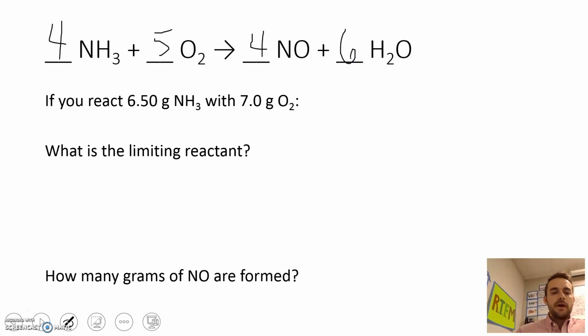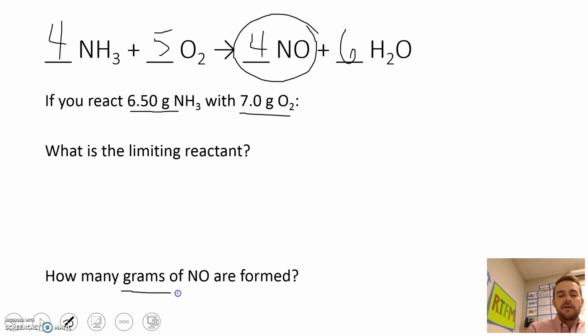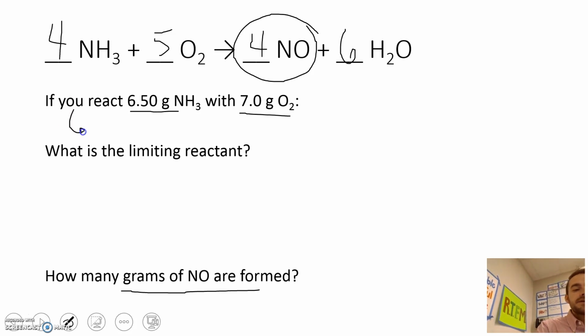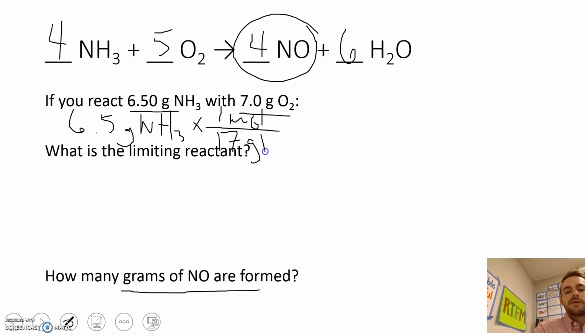Okay, so our first step, convert our grams, listed here and here, into moles of that same substance, and then convert them both into moles of NO. Why? Because I know that eventually they're going to ask me how many grams of NO are formed. All right. So with my first step, here we go. I'm going to take my 6.5 grams of NH3. Remember to convert to moles. We do 1 mole for every 17 grams of NH3. Remember that comes from the table.